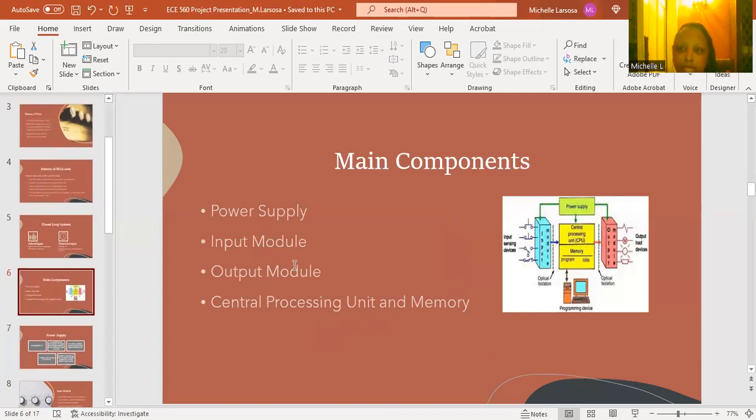So there are the main core components within a PLC, and those would be the power supply, the input module and output module. Sometimes you might see it combined as the input and output module, but the input has a function, and then the output has a function as well. And then you have the central processing unit, or the CPU, and the memory.